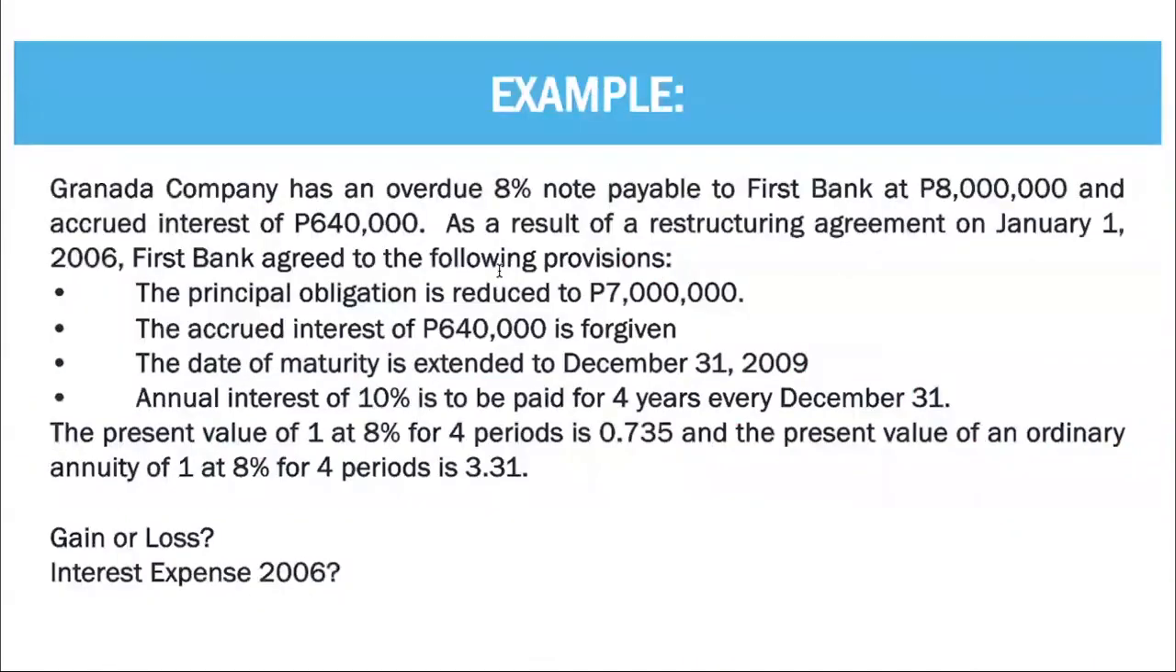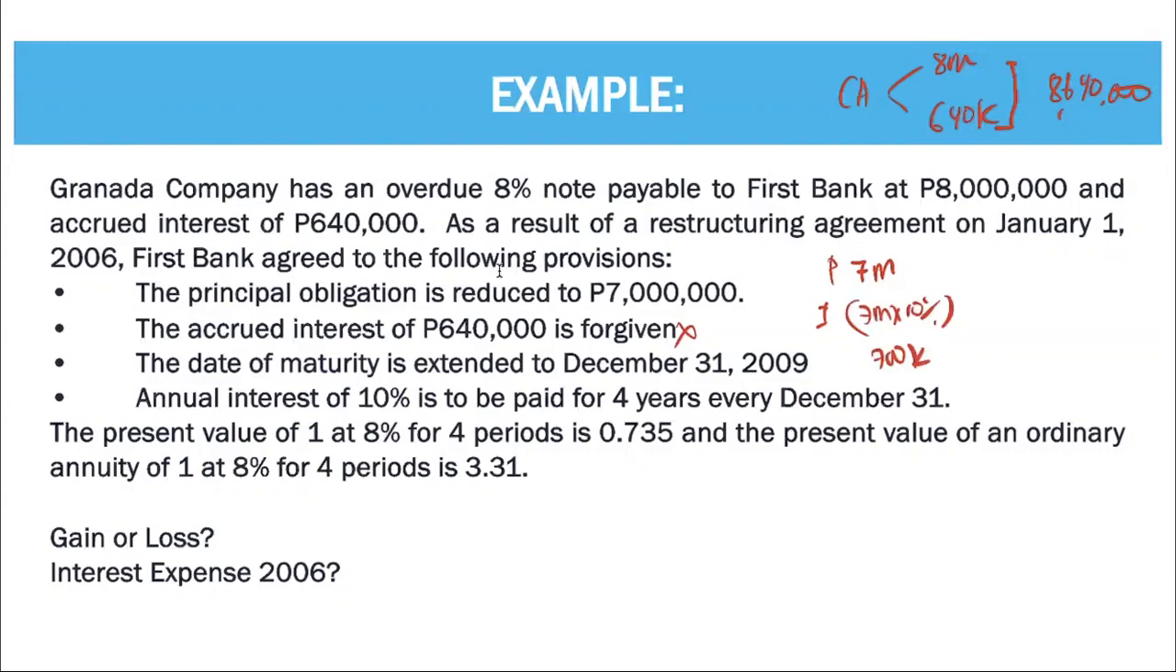Granada Company has an overdue 8% note payable to First Bank of 8 million and accrued interest of 640,000. So what is the carrying amount of our liability? 8 million together with your accrued interest of 640,000, that is 8,640,000. As a result of the debt restructuring agreement, the First Bank agreed to the following provisions. The principal obligation is reduced to 7 million. Accrued interest is forgiven. The date of maturity is extended to December 31, and the annual interest of 10% is to be paid for 4 years. So 7 million times 10%, this is the annual interest, 700,000.